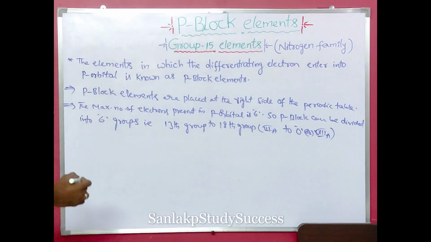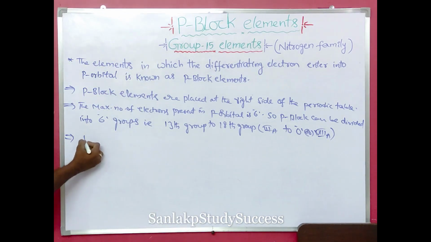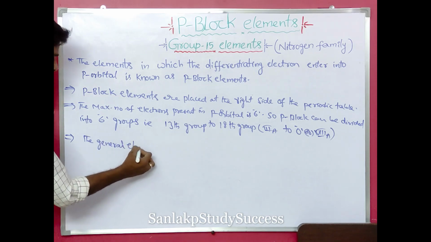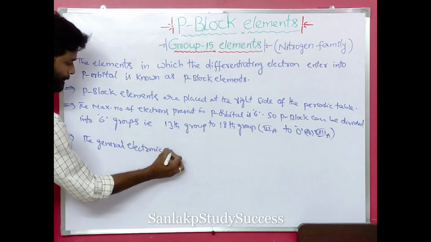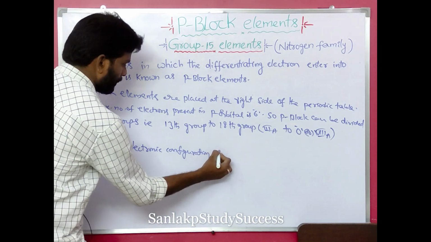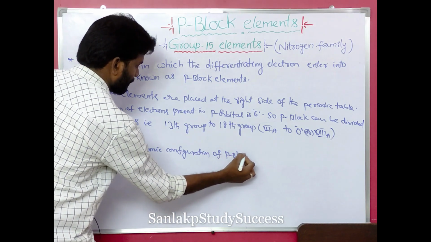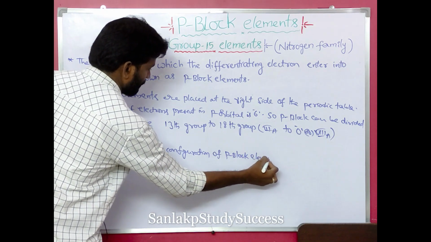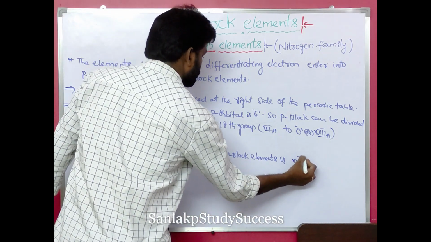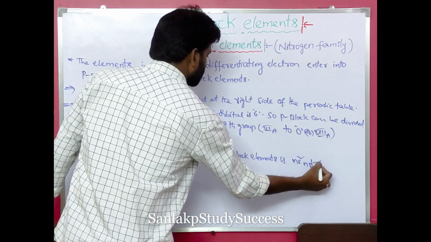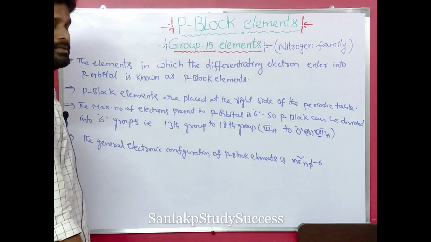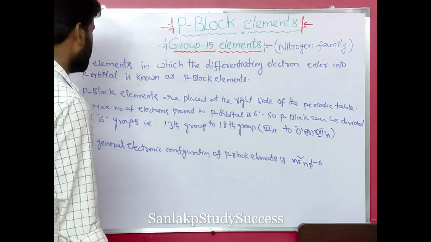So the general electronic configuration of P block elements is ns2 np1 to 6. If it is ns2 np1, that is the 13th group. If it is ns2 np2, that is the 14th group. Okay, in this way.